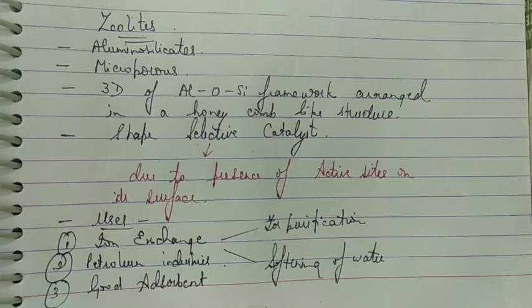Questions can come on this topic, such as to write a brief account of zeolite, that is, shape selective catalyst. In that type of question, you need to write down all these points.